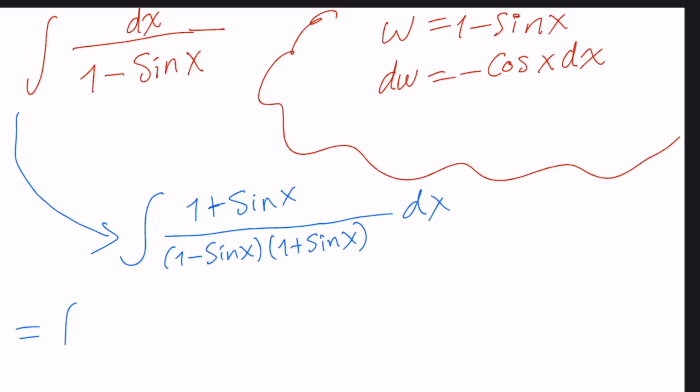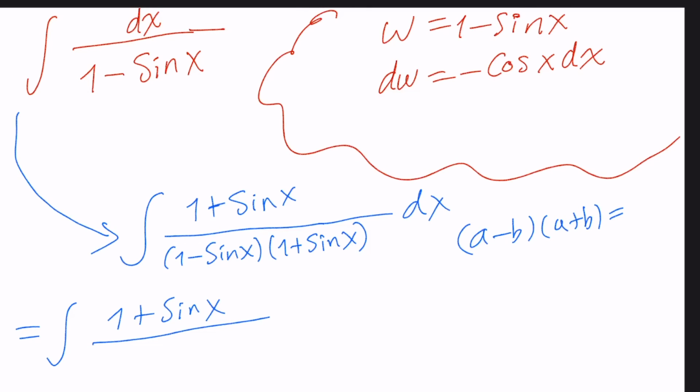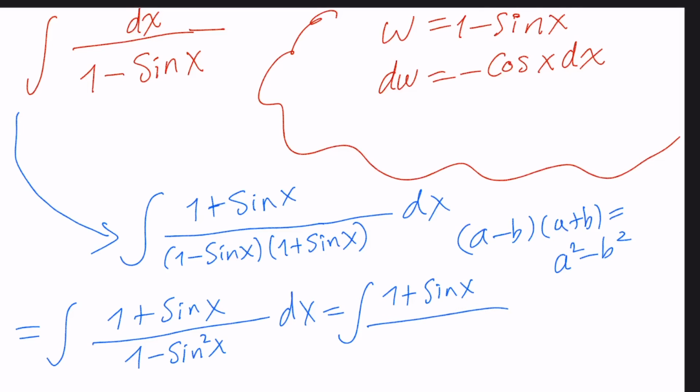Now we will do some algebra in the denominator. 1 plus sine of x divided by 1. Here we just remember a bit of algebra: a minus b multiplied by a plus b is a squared minus b squared. So we get 1 minus sine square of x, by dx. And this is equal to 1 plus sine of x, over 1 minus sine square of x, which is equal to cosine square of x.